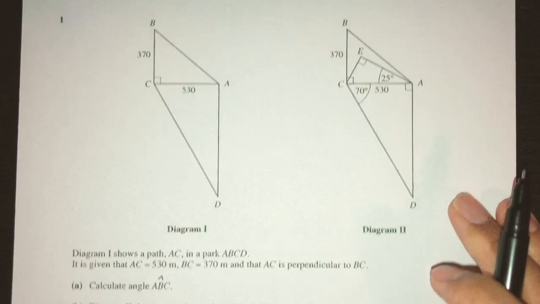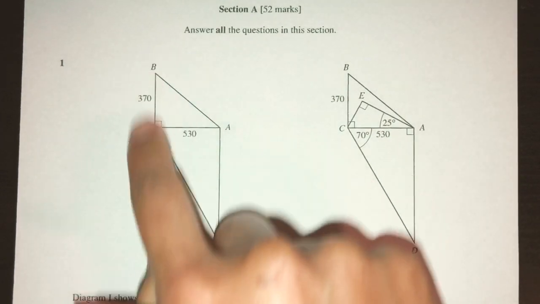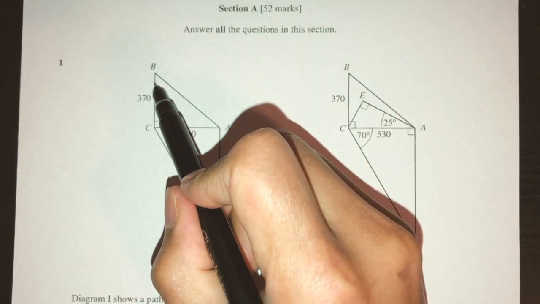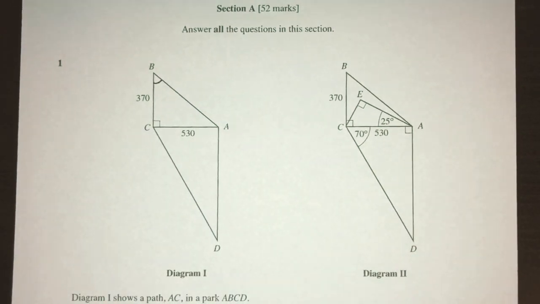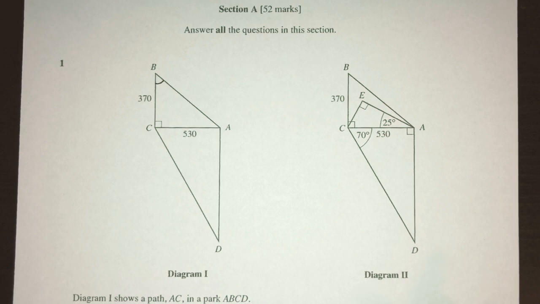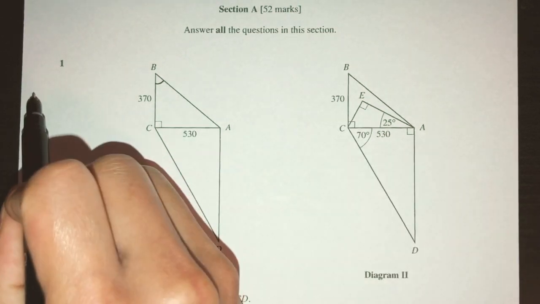So first, where is the angle ABC? ABC will be this angle. By observation, how would you find this angle? First we realize we have a right angle triangle, which is ACB. If you have a right angle triangle, you can use SOHCAHTOA to find the angle B. So let's do that.